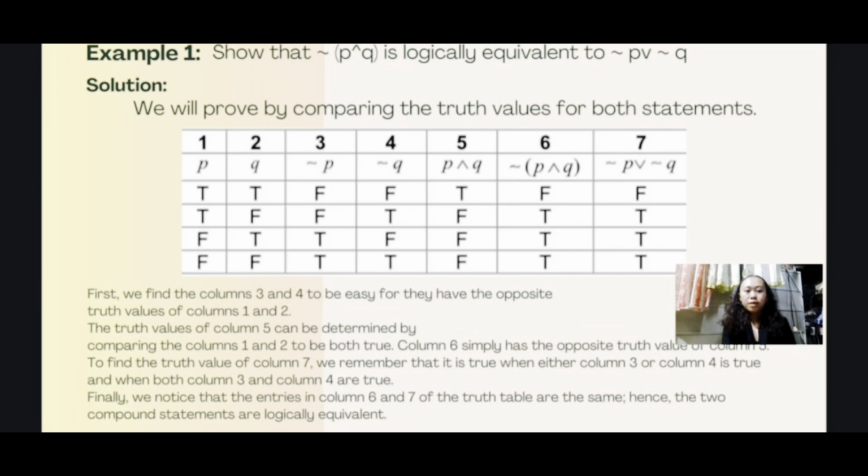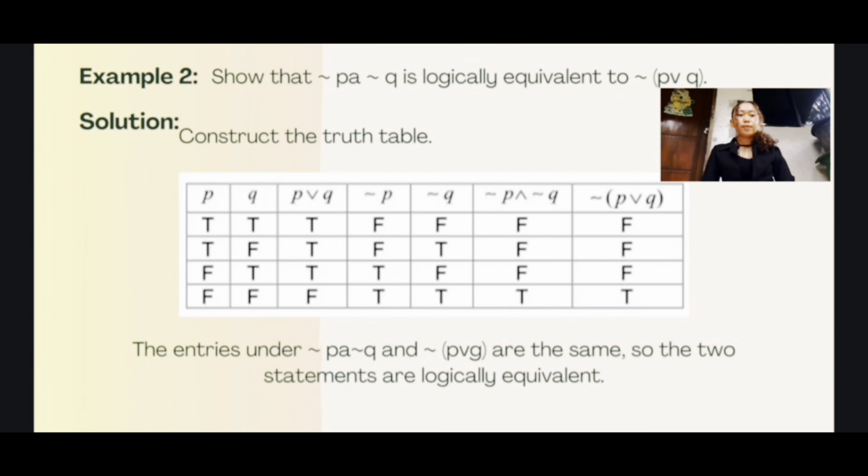When we compare columns 6 and 7, we see that the truth values are the same for all rows. So in conclusion, by laying out these possibilities in a truth table, we can see that the two statements behave exactly the same way in every scenario. This shows us that they are logically equivalent. In essence, saying not (A or B) is the same as saying not A and not B. This equivalence is a fundamental principle in logic.